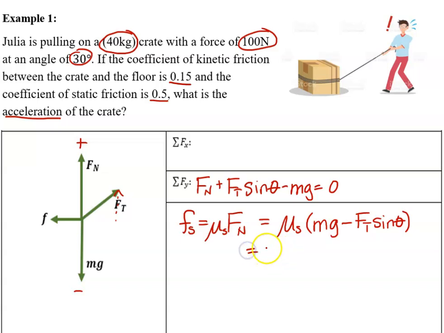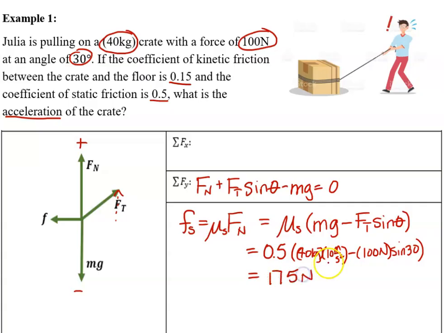So we can plug in our numbers, and this is going to be 0.5 times 40 times 10 minus our 100 newtons times the sine of 30. And doing that calculation, you should get 175 newtons. So we need to see if the pulling force is going to be greater than 175 newtons. If it's not, this isn't going to move.